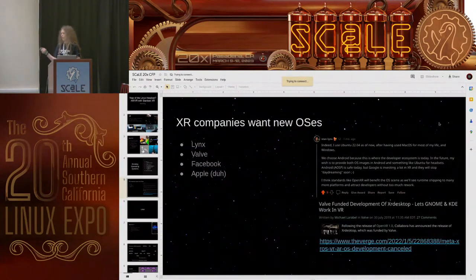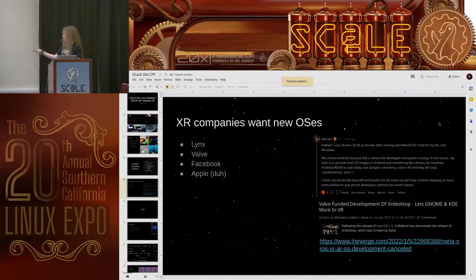XR companies want new OSs. They've made this clear on multiple occasions. First, we have Lynx. This is an AMA Reddit thread after a question I asked, and the CEO says that he wants to put Linux onto the headsets. Especially because Google is trying to go into the XR market themselves, and you know how that happened with Android.